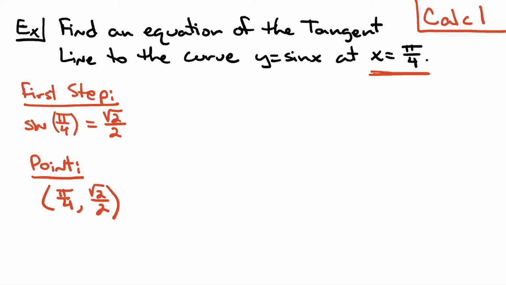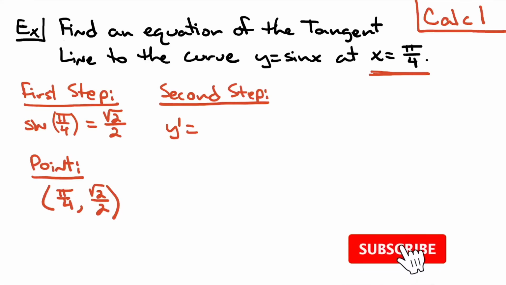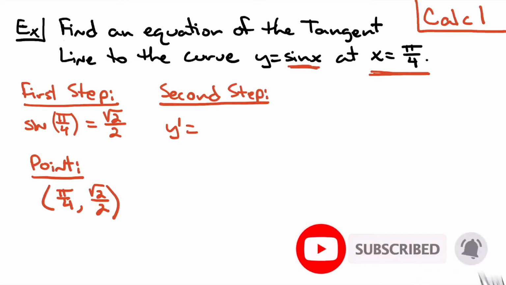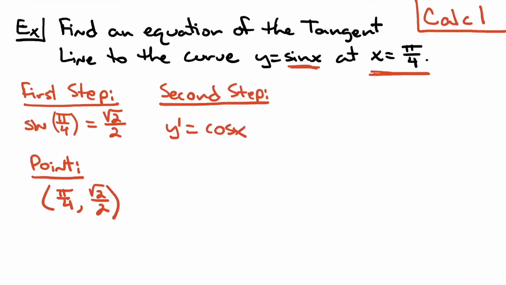All right, now as my second step, I am going to need to actually calculate the derivative. So y prime is equal to, hopefully at this point you have the derivative of sine x memorized as cosine x. So now I have my derivative. All right, now I'm going to plug my x value into that derivative. So y prime of pi over 4.